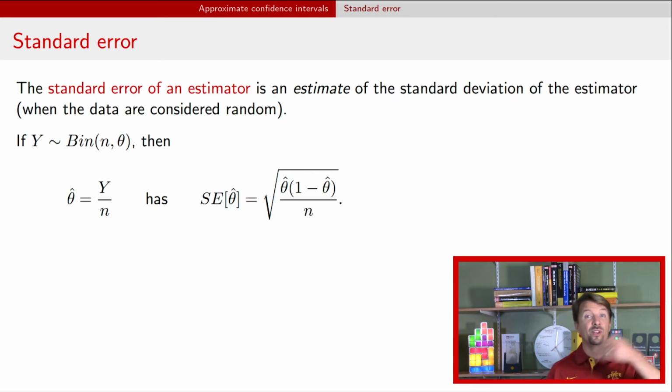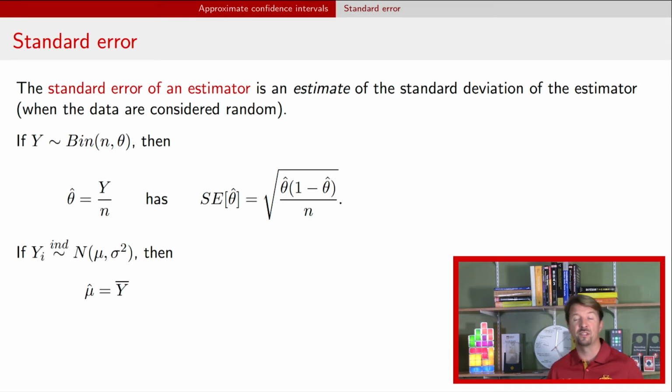Now with our previous definition, we would be plugging in theta here and not theta hat, right? That is, we'd be plugging in the true value for theta. Of course, the whole reason we're collecting the data is because we don't know what theta is. And so instead of plugging in theta, we're going to plug in our best guess for theta, that is theta hat, this y over n. We're going to plug that in, and that's going to be our standard error.